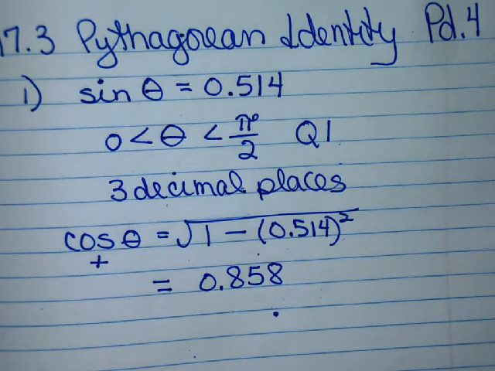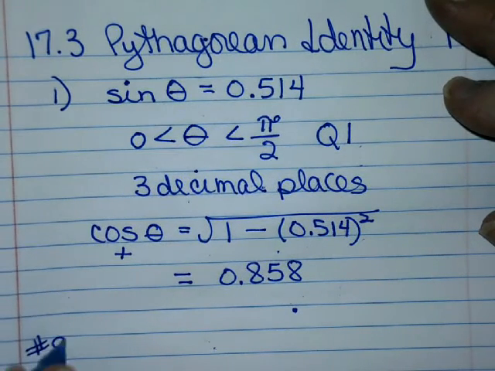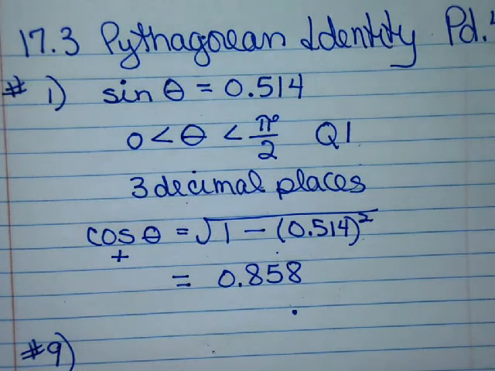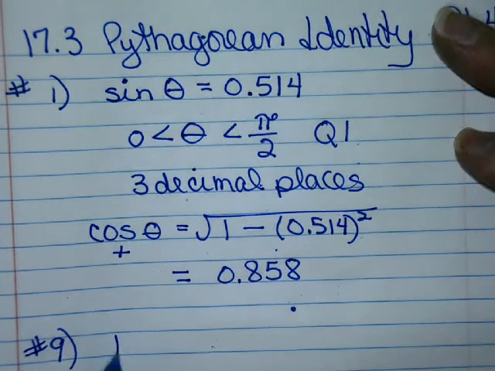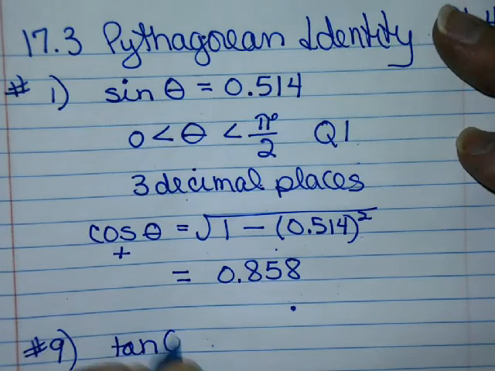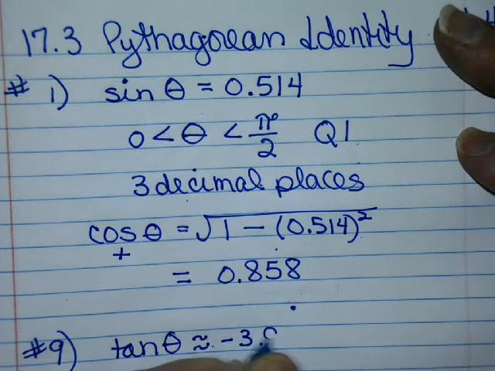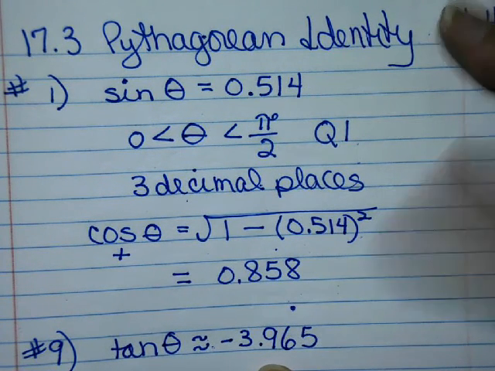Now, here, number 9. Woo! The game changes. Okay, so we're going to jump to number 9. And it says find the approximate value for each trig function. We're given the tangent is about negative 3.965. Remember, tangents can be bigger than 1.